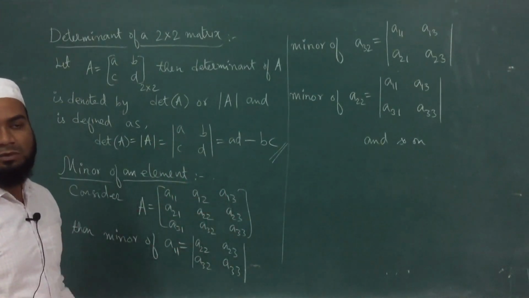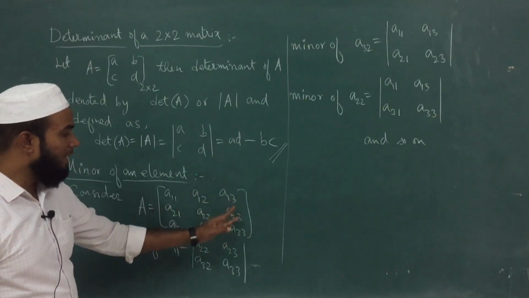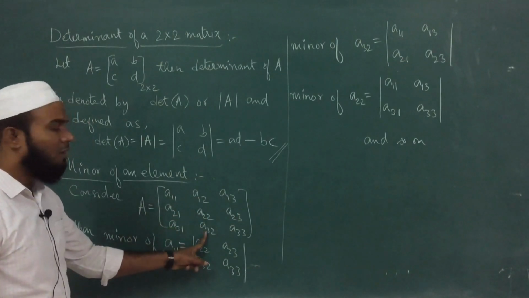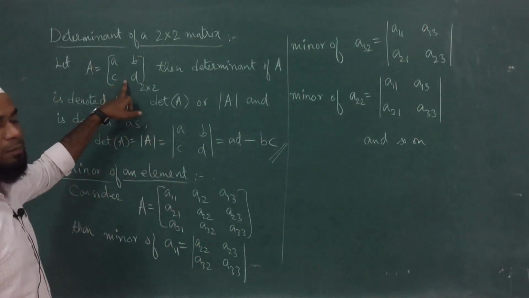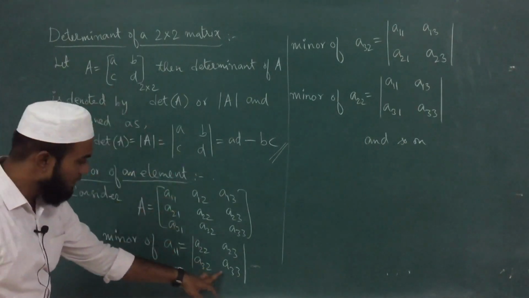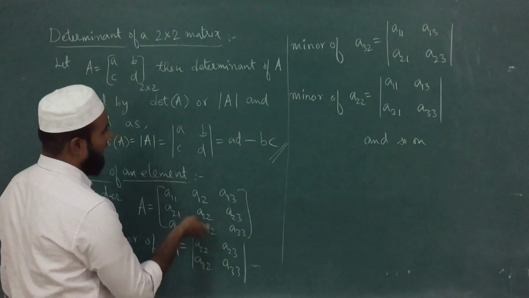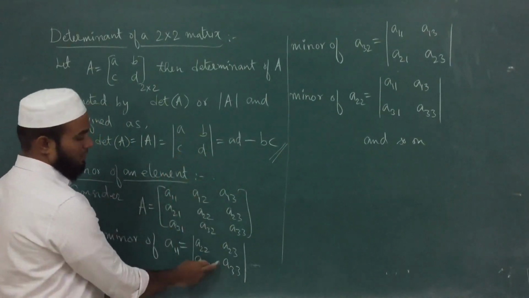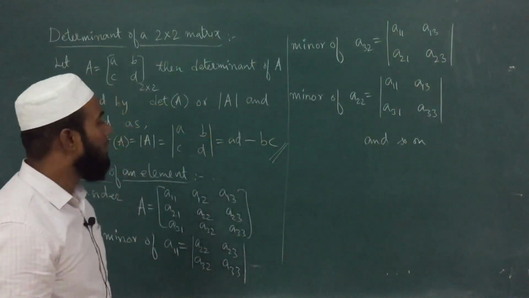So if you want to find the minor of this, what do you have to do? You eliminate this row and this column. Whatever entries are remaining, you find the determinant of those entries. And we already know how to find the determinant of a 2 by 2 matrix: multiply these two minus these two, like we have done here. This is how we evaluate this one and this one. So we came to know minor.